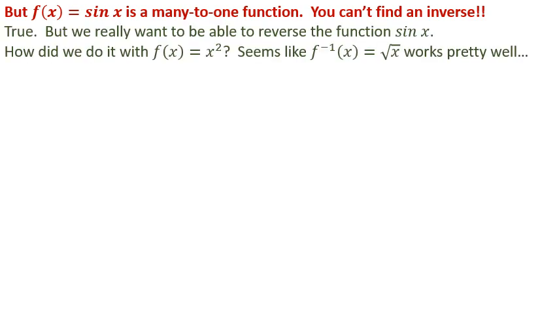So we want to be able to reverse sine x, and we already have a way of reversing things like x squared, which is also a many-to-one function. 3 squared and negative 3 squared are two different values that give the same output. So what is it about the square root function that allows us to do this? Well, we can get a good idea if you try graphing them both.